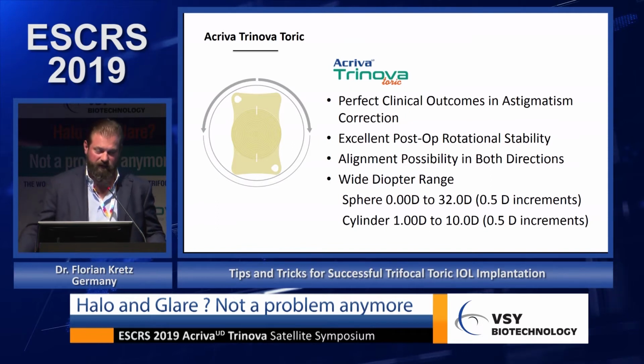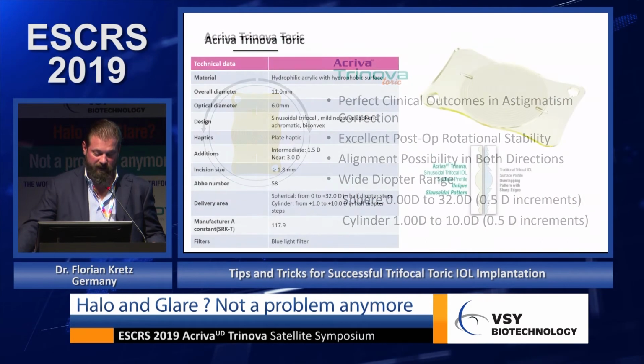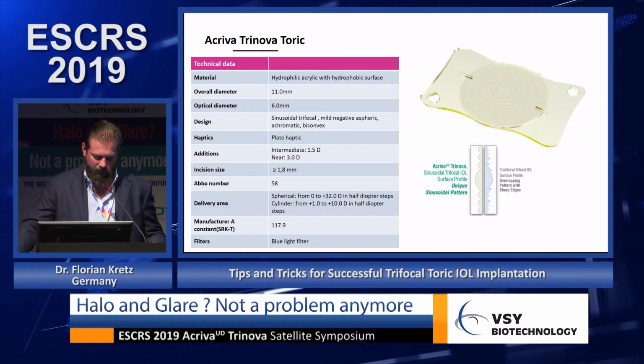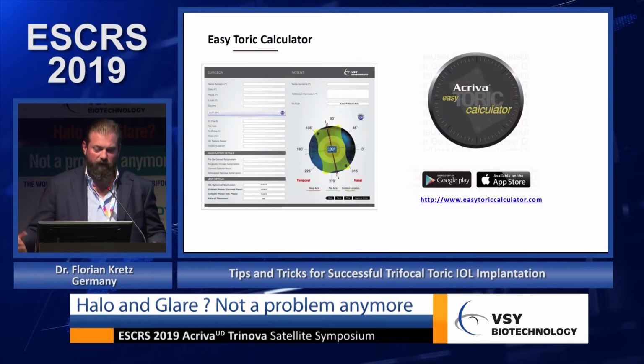I think most of you already saw the Acriva Trinova, and what is also very special about the lens is the wide diopter range from 0 to 32 diopters and cylinder from 1 diopter up to 10 diopters to compensate higher astigmatism. Incision size is around 1.8 millimeters, with a blue light filter and the sinusoidal profile. There's also a very good calculator available for calculating the right IOL power, which is still being worked on, and they're going to start implementing the posterior cornea.